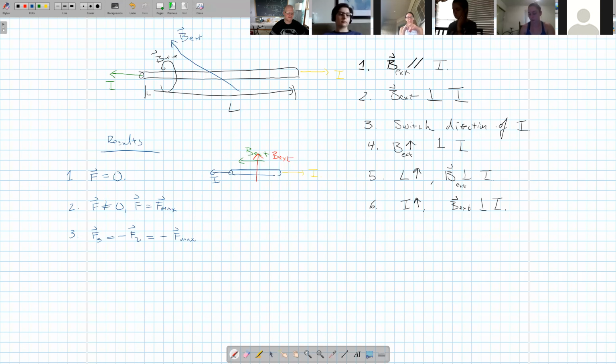Number 4, what happens if we increase the external magnetic field? Well, in this case, what we find is that as the magnetic field externally increases, at least the magnitude increases, then the magnitude of the force also increases. So the force on the wire gets bigger.